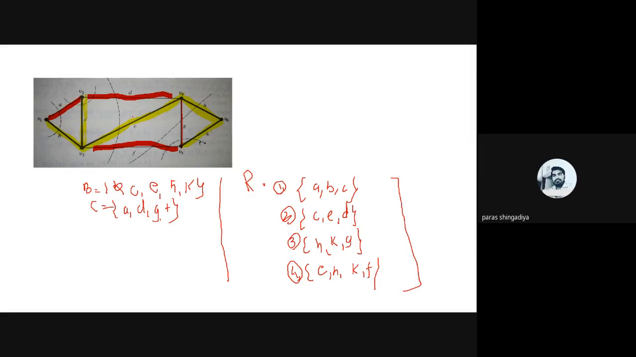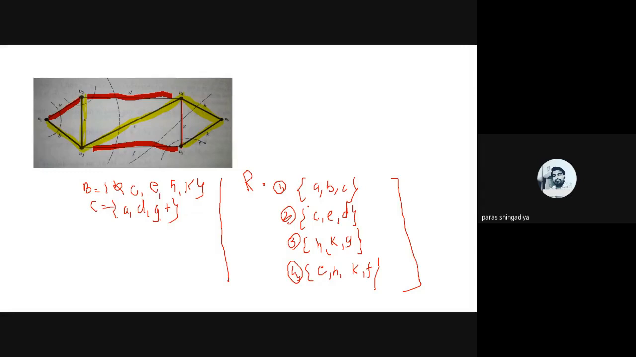We can easily create a simple circuit in this graph. Many circuits we can create, but which are the fundamental circuits? Based on the spanning tree, identify the branches and the chords, and now create a circuit in such a way that it includes only one chord and the rest are branches. So this circuit is known as a fundamental circuit. This is known as a fundamental cycle.